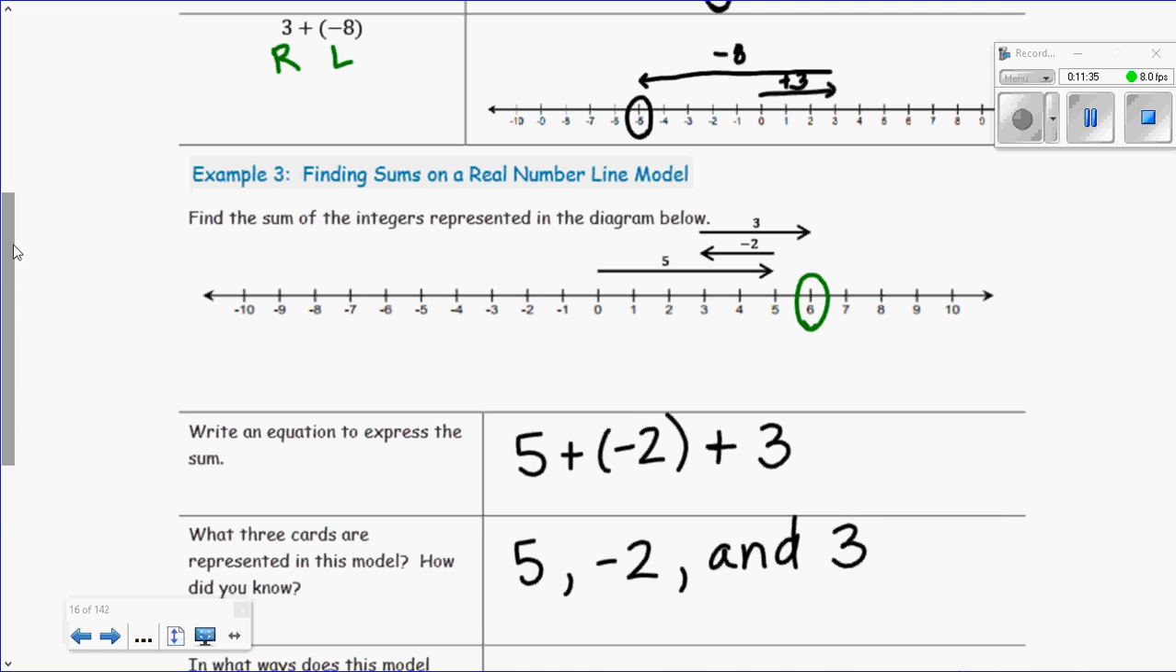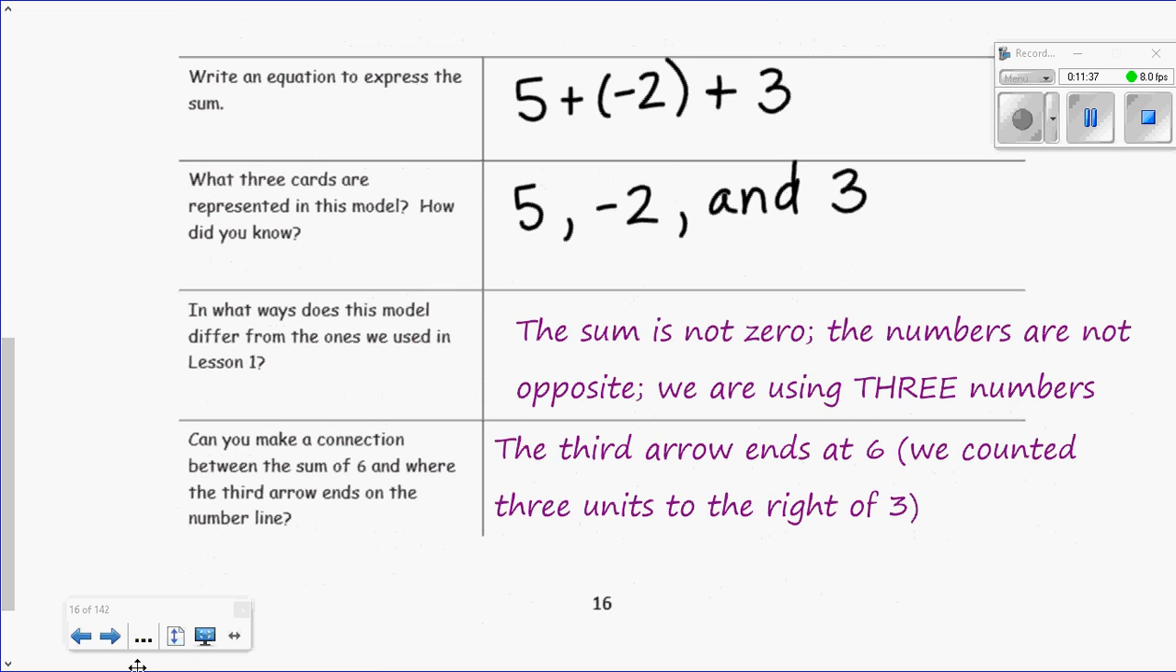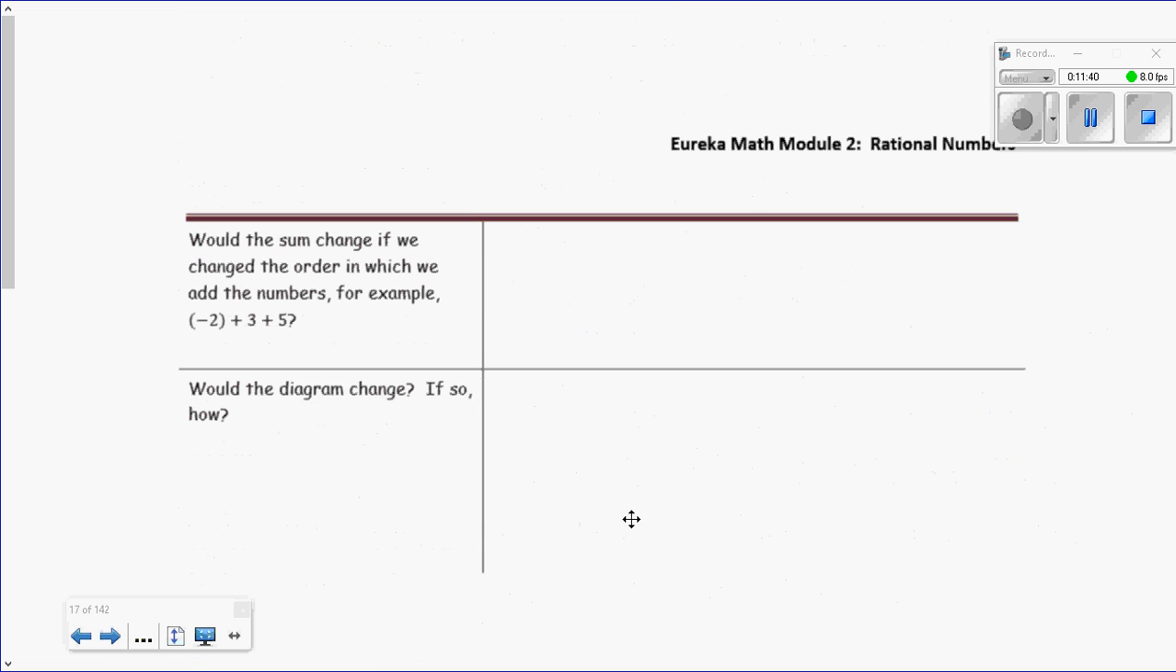So I told you this would go kind of fast. These are pretty straightforward questions. There's not a lot of complicated word problems yet.